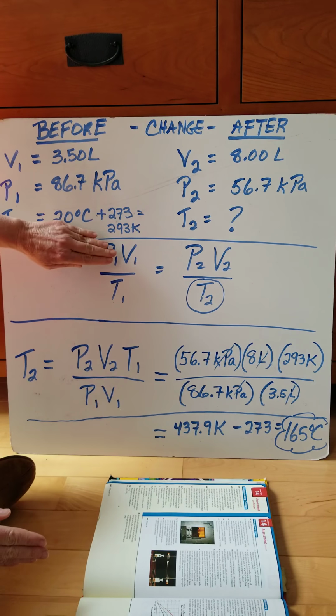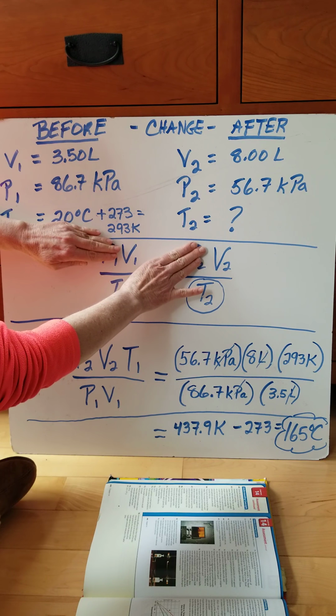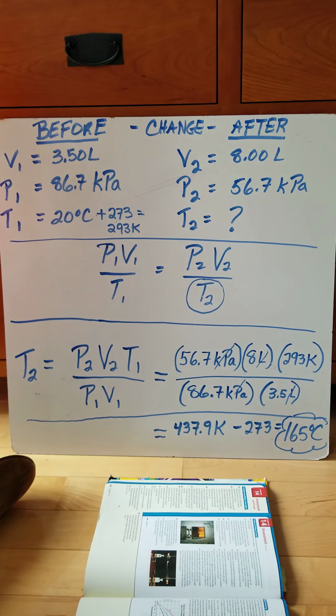If pressure is constant, we just take pressure out of the equation. And we have V1 over T1 equals V2 over T2. Okay, but in this case, all of them are changing. And now we have to solve for T2.